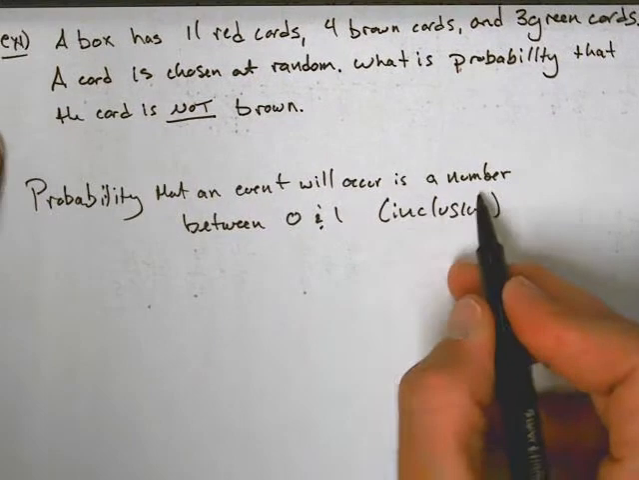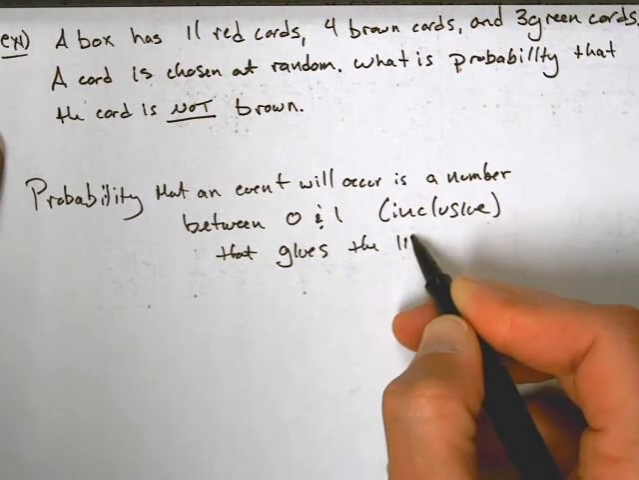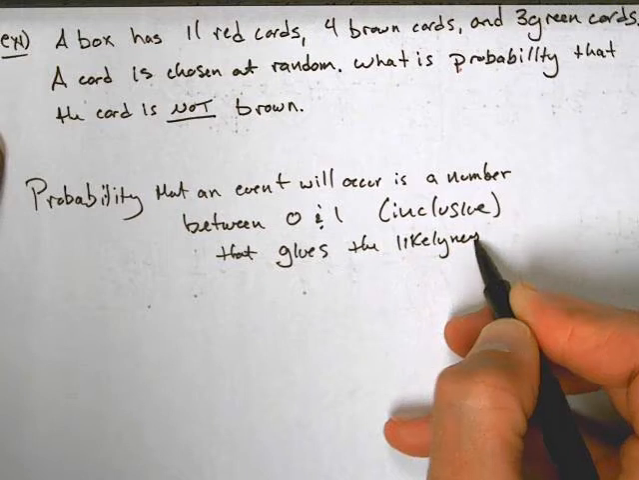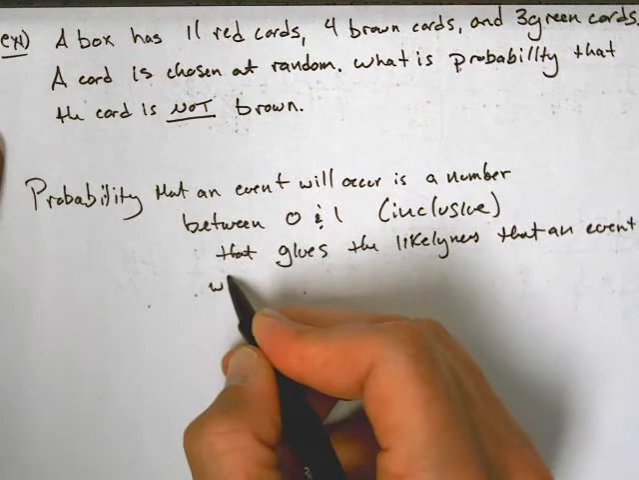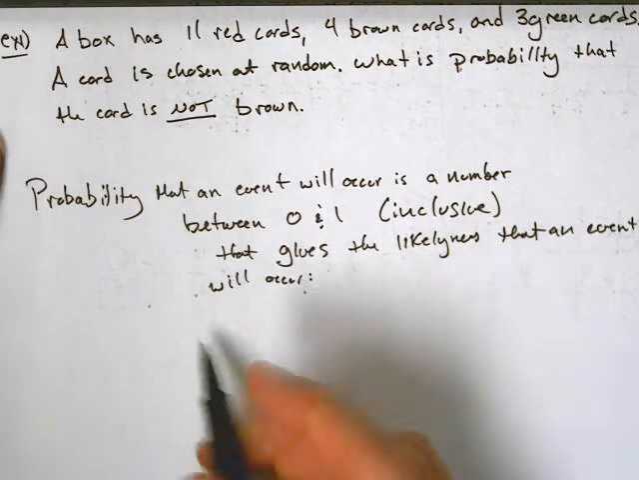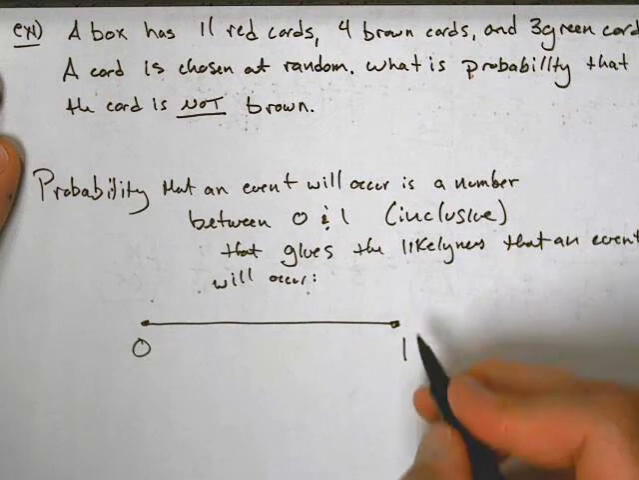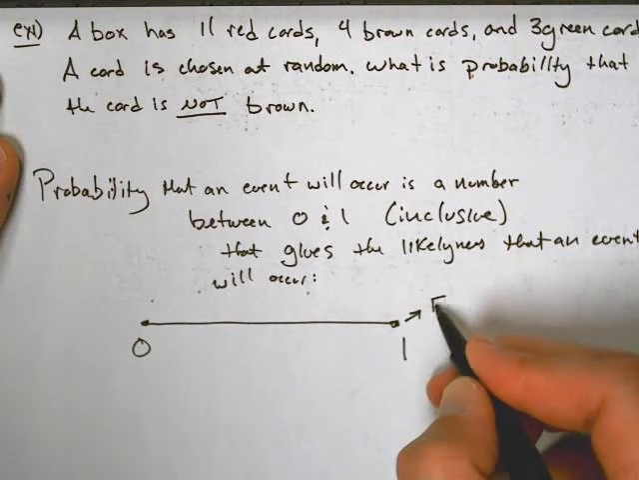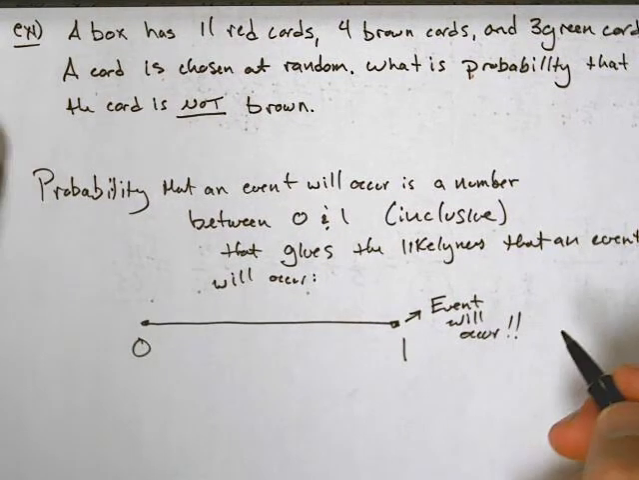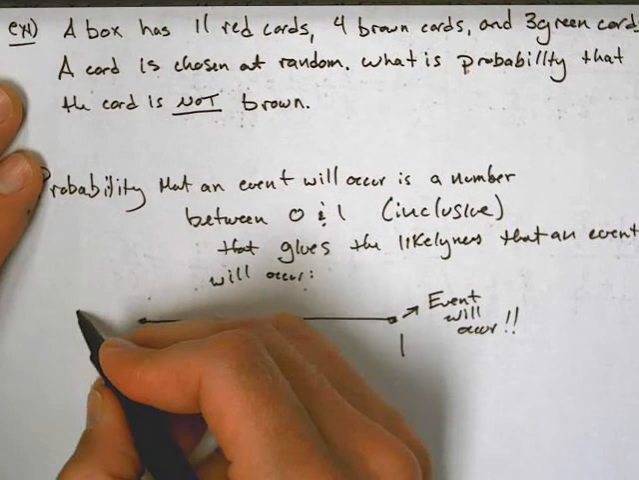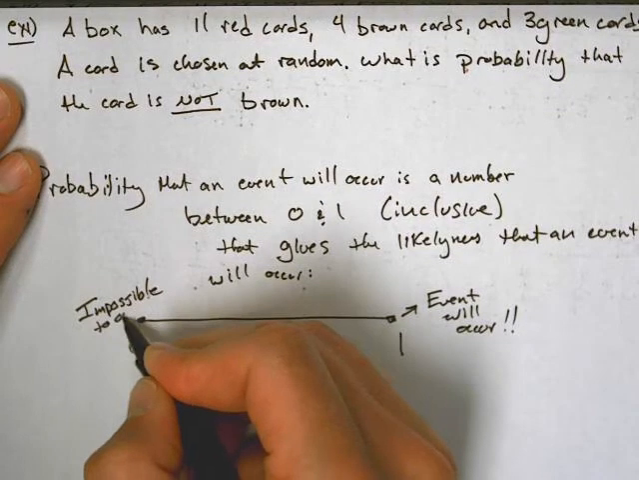So it's a number between 0 and 1 that gives the likeliness that an event will occur. So if you think about it, you have this spectrum, okay? It could be 0, it could be 1. If the probability is 1, that means the event will occur. Without fail, it is definitely going to happen. If the probability is 0, that means this is impossible to occur.